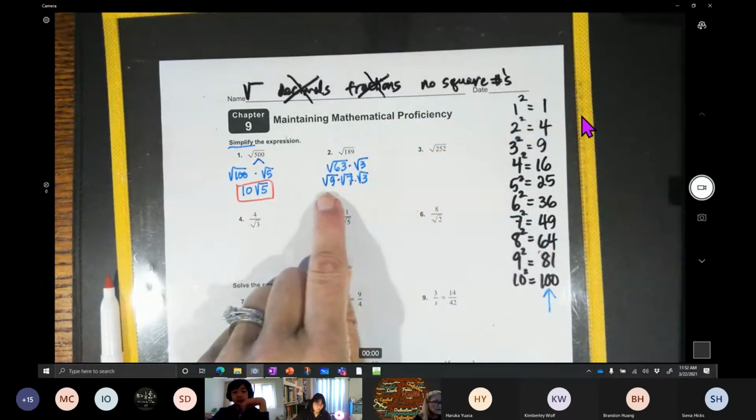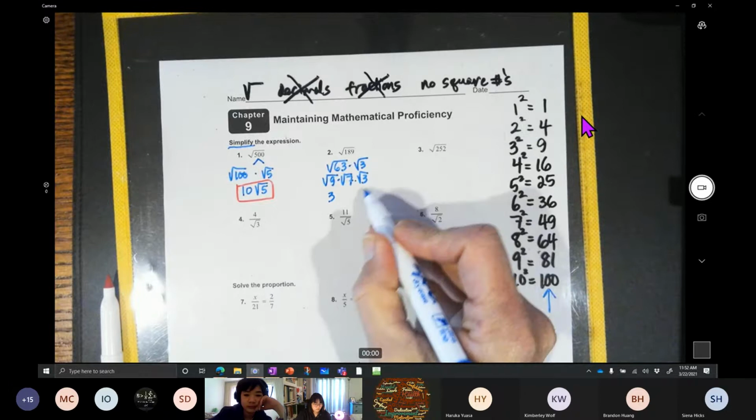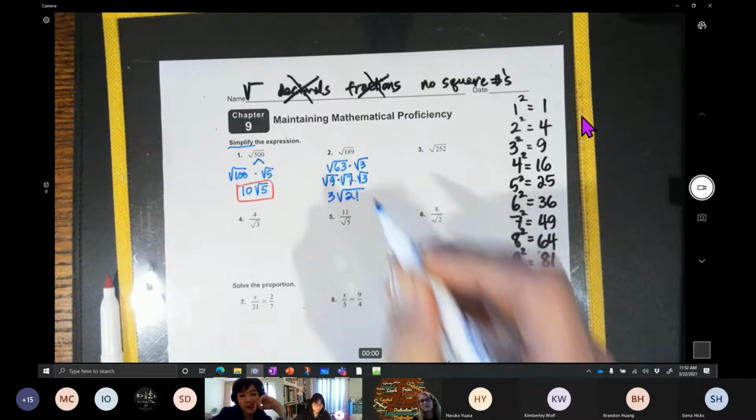So now this one I can change into a 3. But then this one, 7 times 3, I'm going to put it back into the radical because you can't just leave it like that.